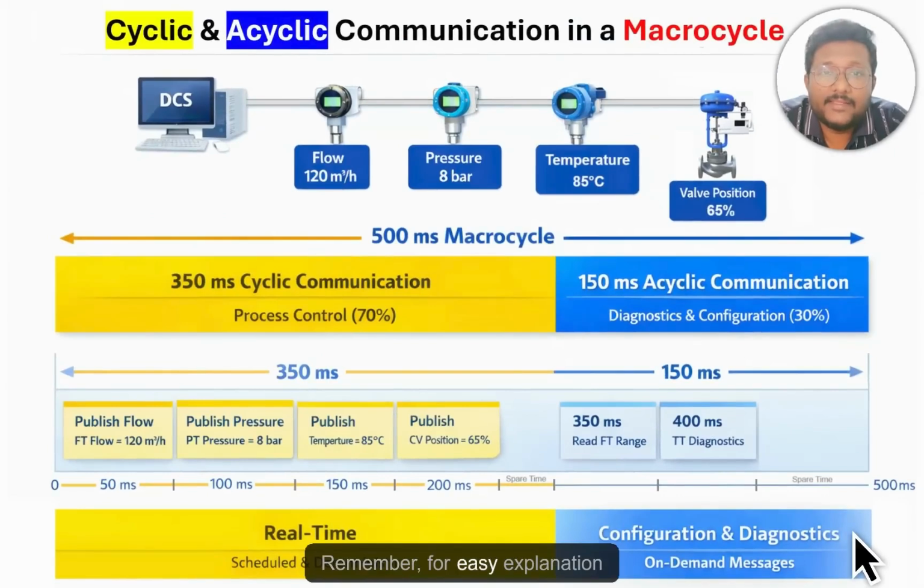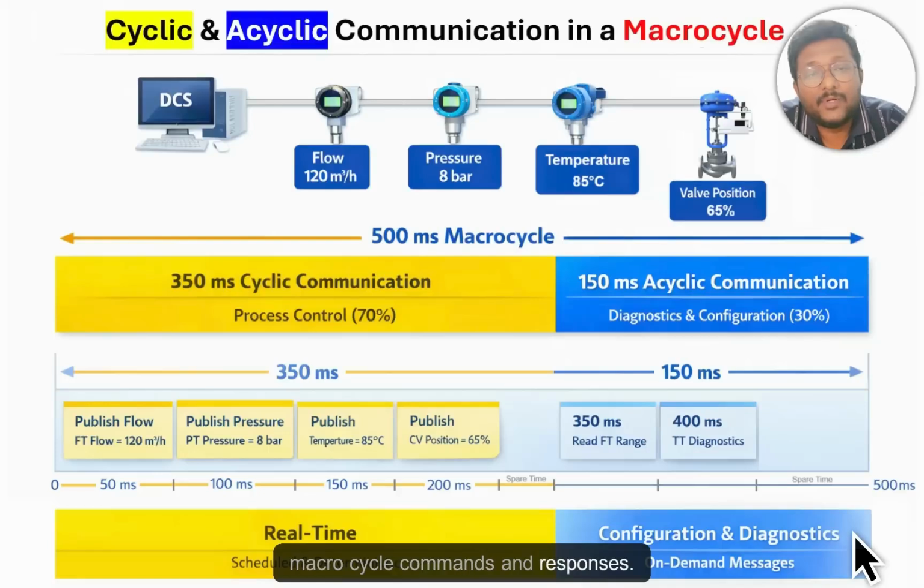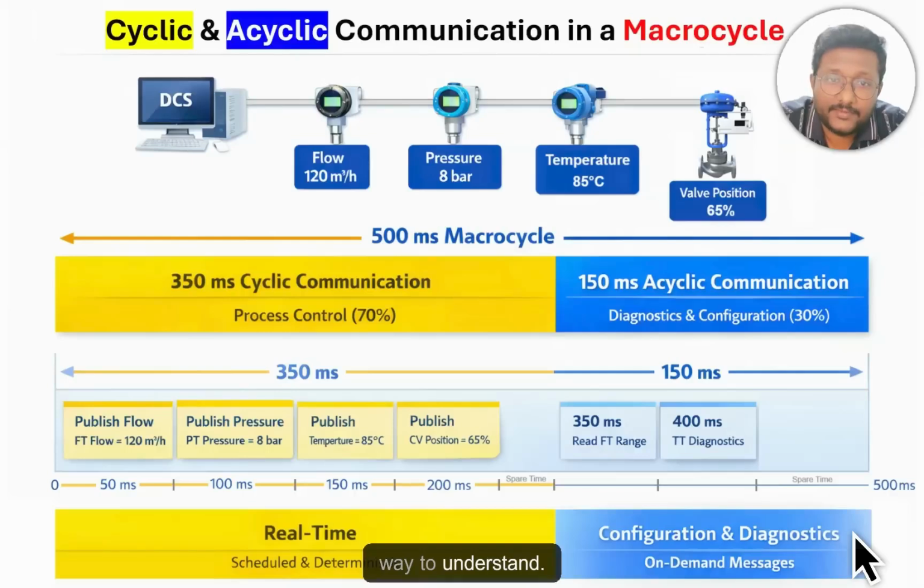Remember, from an easy explanation point of view, I only considered some major parameters here in this macro cycle. There are so many things. You need to go through the Foundation Fieldbus manuals to understand in depth these macro cycle timings and macro cycle commands and responses. This is the simplest and easiest way to understand.